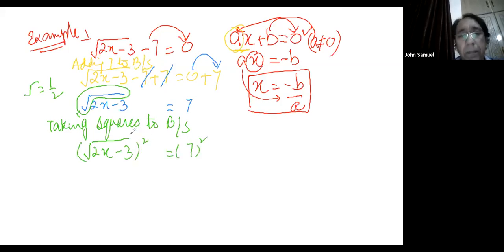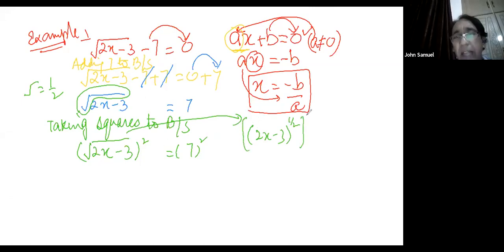Even some can do it like this: 2x minus 3, the radical sign value is 1 upon 2. And if you need to write taking square to both sides, then you can write power 2. Power will cancel with power. You know that this property is a law of exponent, so you can cancel. Hope you are getting it. Square is cancelled with square root.